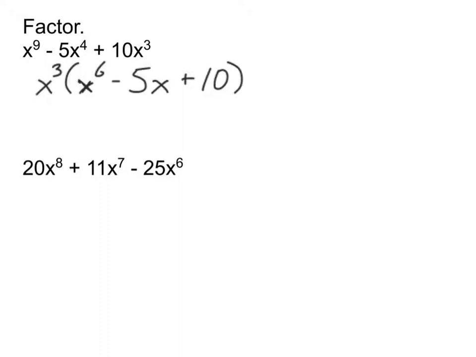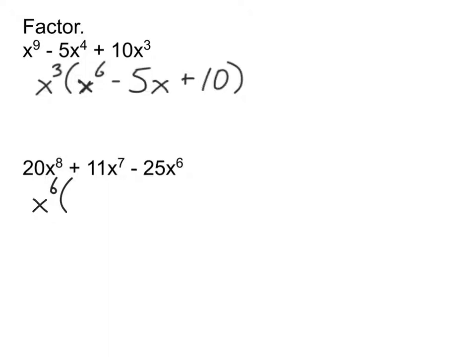All right, and then for this one, the last one there, notice the 20, the 11, and the 25. I can't divide all of those by the same thing. And so I can't divide all the numbers by the same thing. So then I'm going to divide all the x's. And I can pull 6 of them out, yes. And so I'm now going to pull out x to the 6th.